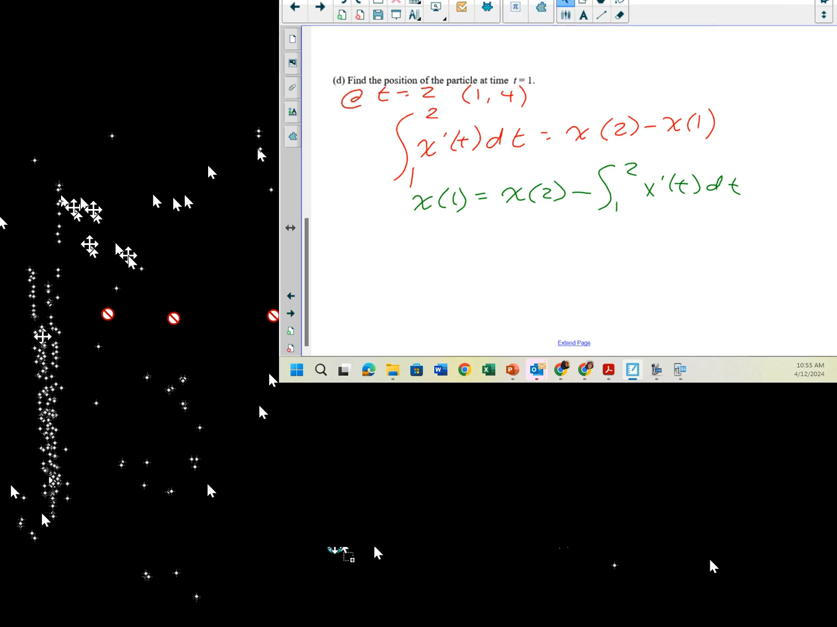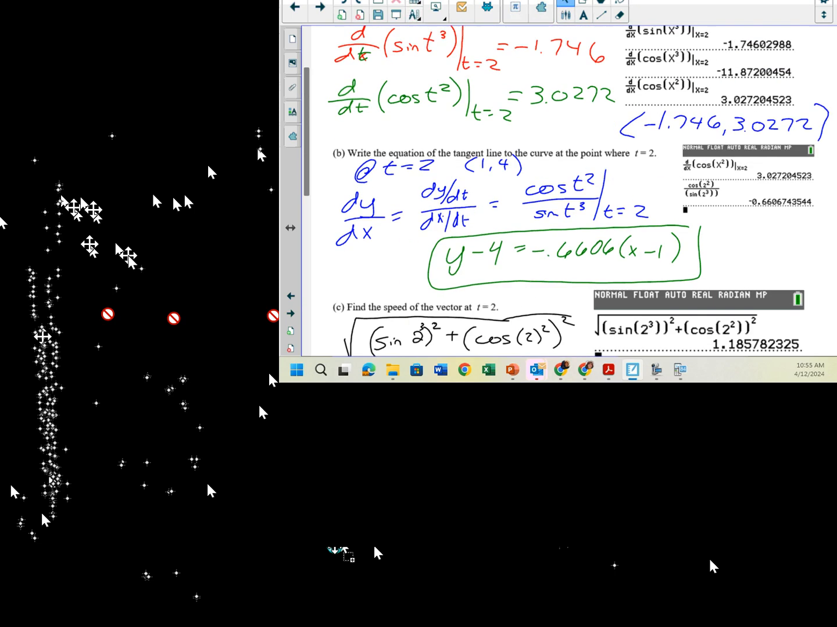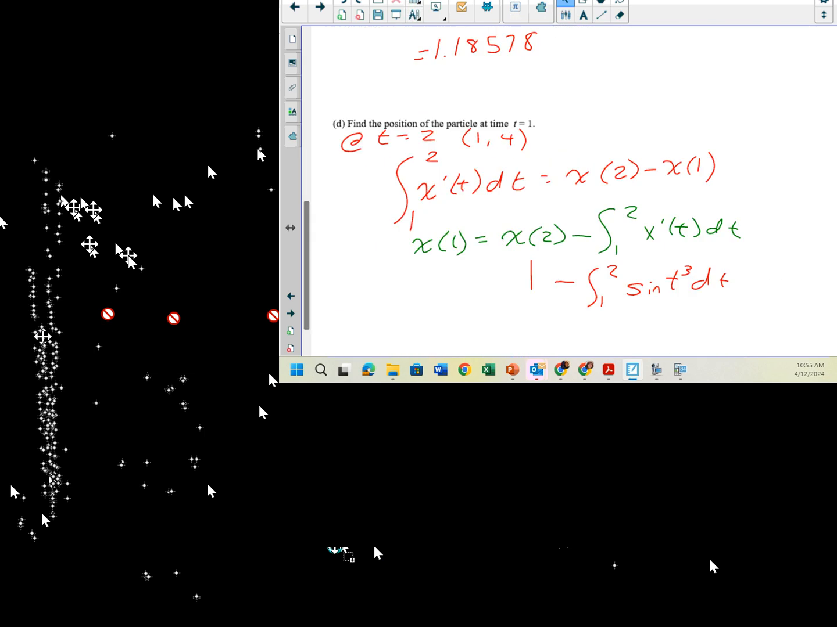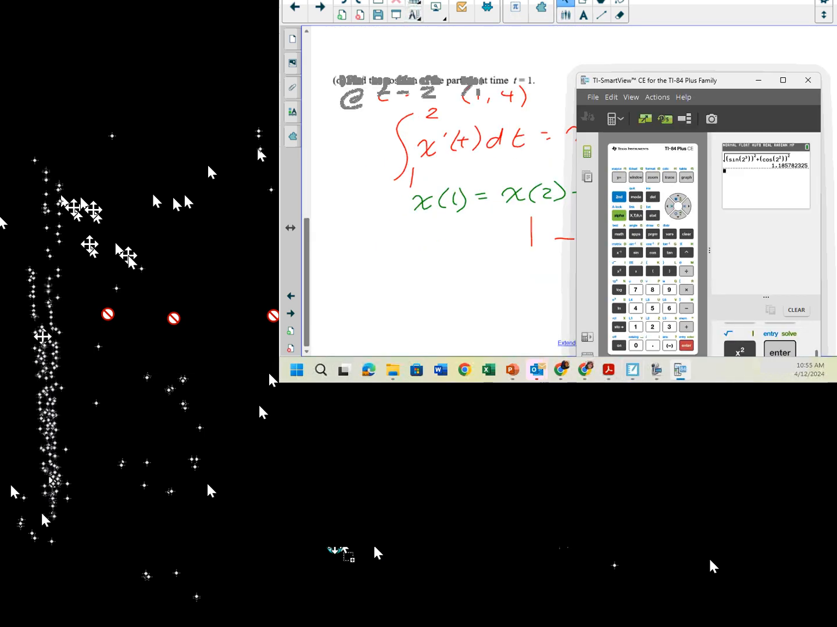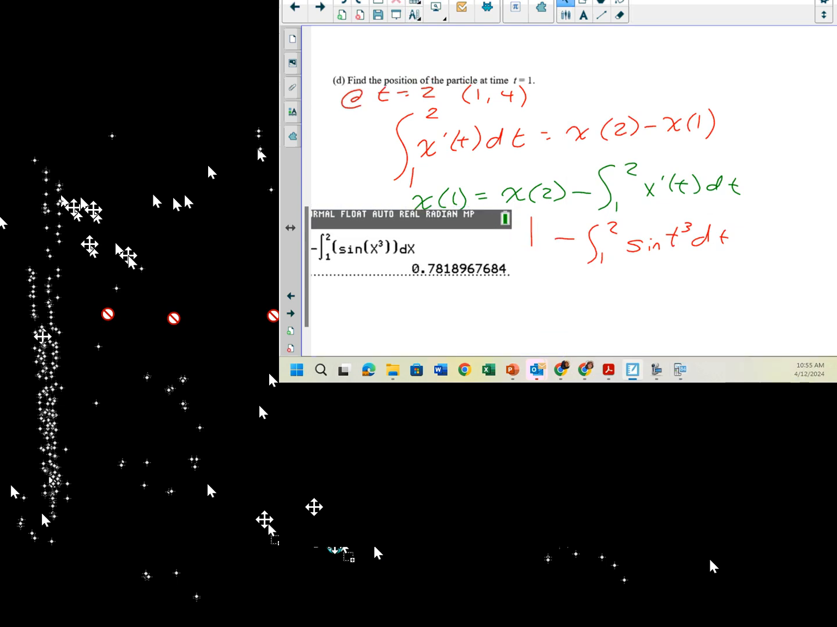So at t equals 2, I know that this is 1 minus the integration from 1 to 2 of sine of t cubed dt, or dx. Your first one. So x of 1 is 0.78189.